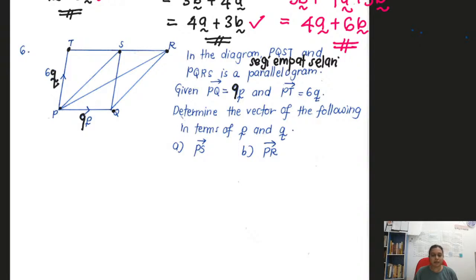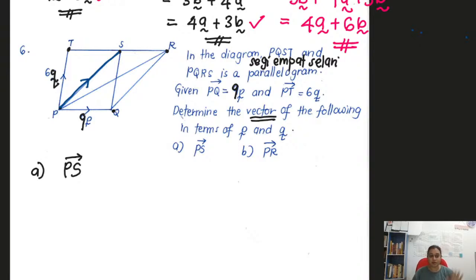Okay, then determine the vector. Cari vector dalam bentuk P dan Q. Find the vector in terms of P and Q. Okay, let's start with first one. PS. Kita nak cari PS. Okay, cuba tengok. Try to look at the given diagram here. This is what we finding. P go to S. So we can use connecting point. Boleh guna connecting point. Which connecting point we want to use?